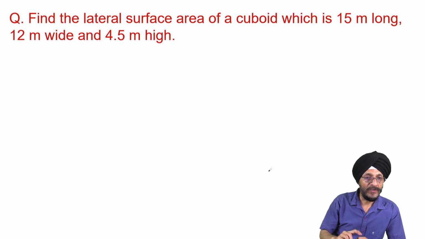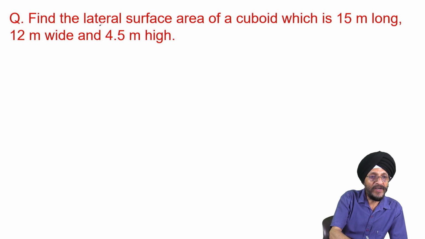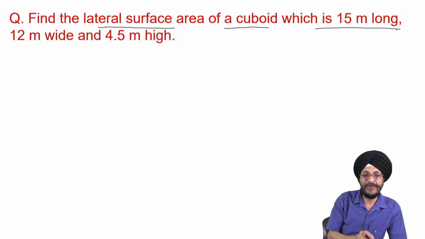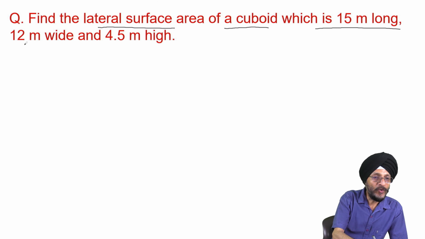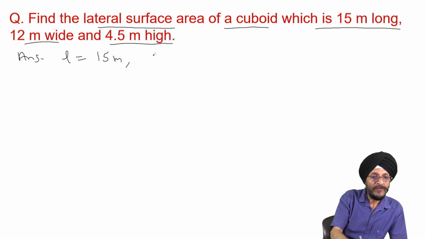Now another question before us is: find the lateral surface area of a cuboid which is 15 meter long, 12 meter wide and 4.5 meter high. Now what is given in the question? Length is equal to 15 meter. Width given in the question is 12 meter and the height is 4.5 meter.